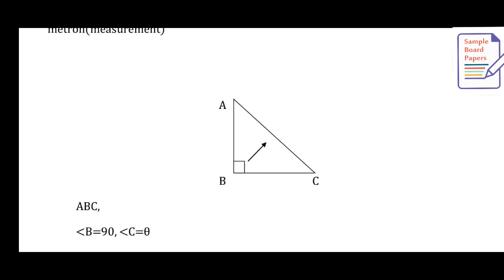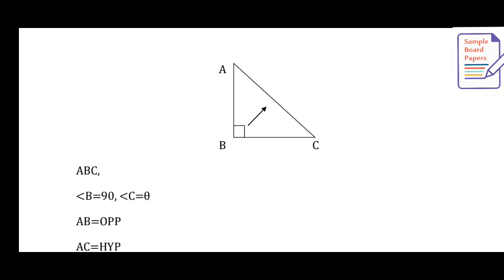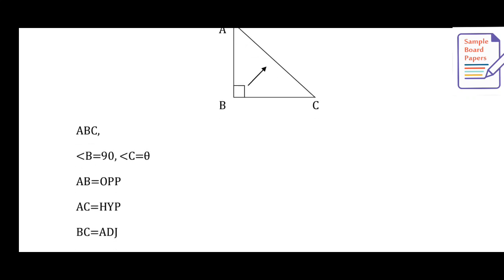So if angle C is theta, then opposite to theta will be AB. So AB is your opposite side. AC is the hypotenuse. Now the remaining side is called adjacent. So BC is adjacent here. So you should name this properly: AB, AC and BC.